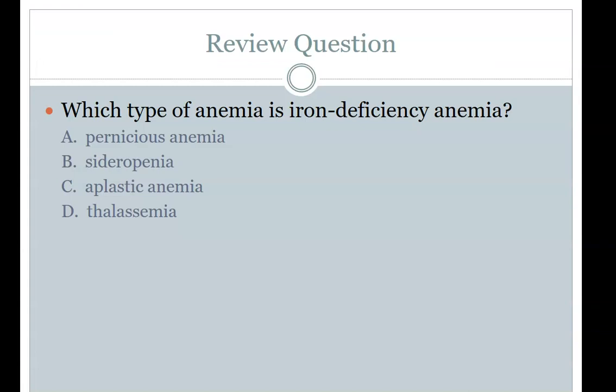A review question. Which type of anemia is iron deficiency anemia? A. Pernicious anemia. B. Sideropenia. C. Aplastic anemia. Or D. Thalassemia. And it would be letter B. Sideropenia. Remember that sidero equals iron and penia equals deficiency.